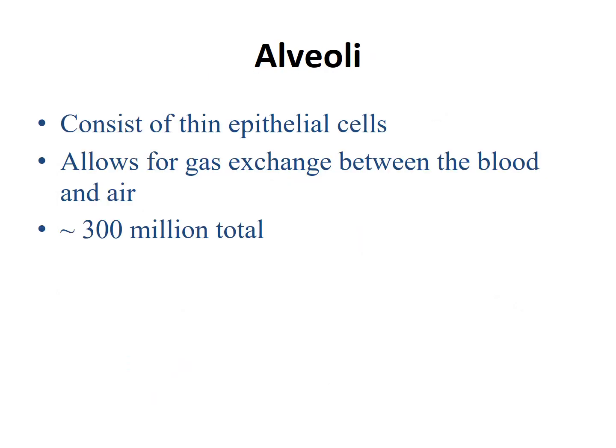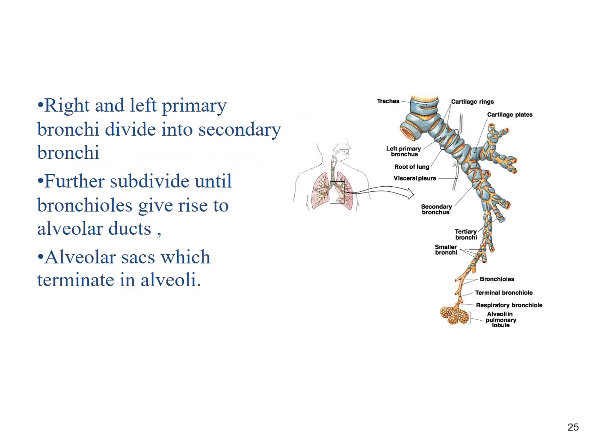The alveoli. This is the area for gas exchange between the blood and the air. The alveoli consist of thin, simple, squamous epithelial cells. Your lungs contain about 300 million alveoli. The right and left bronchi further divide into secondary bronchi. Each secondary bronchus enters a lobe of the lungs. The secondary bronchi subdivide further, giving rise to bronchioles, which finally reach the alveolar ducts, and the alveolar sacs, which terminate in the alveoli.